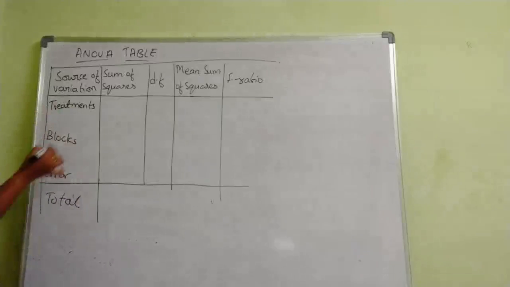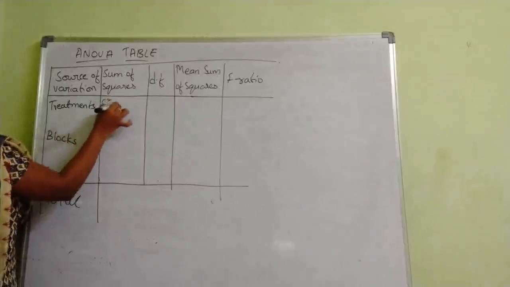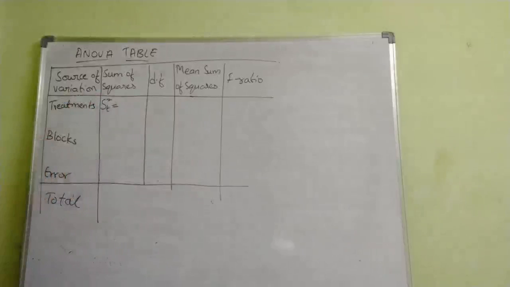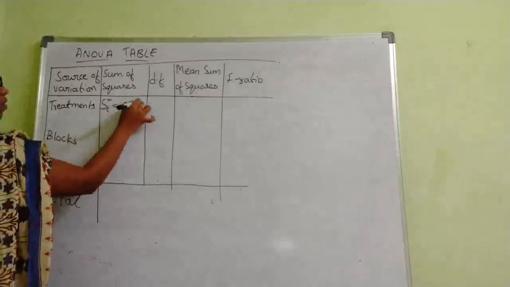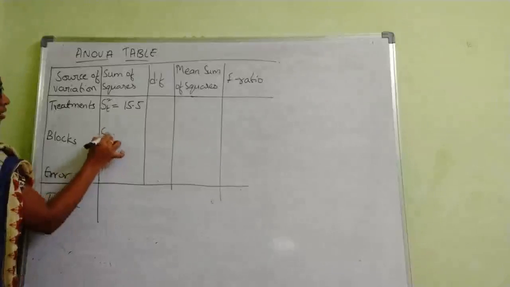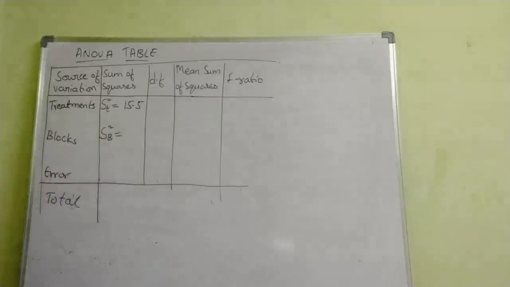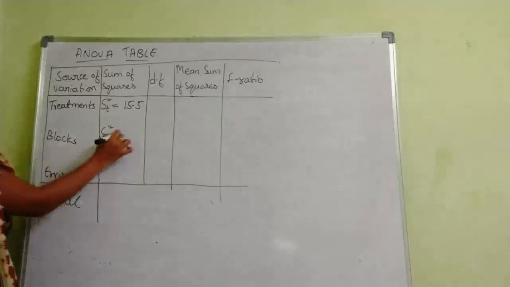Next sum of squares. Treatment sum of square, ST square is equals to, how much did we get for the treatment sum of square? We got the treatment sum of square as 15.5. Next is block sum of square, that is SB square. So block sum of square we got it as 4.667.